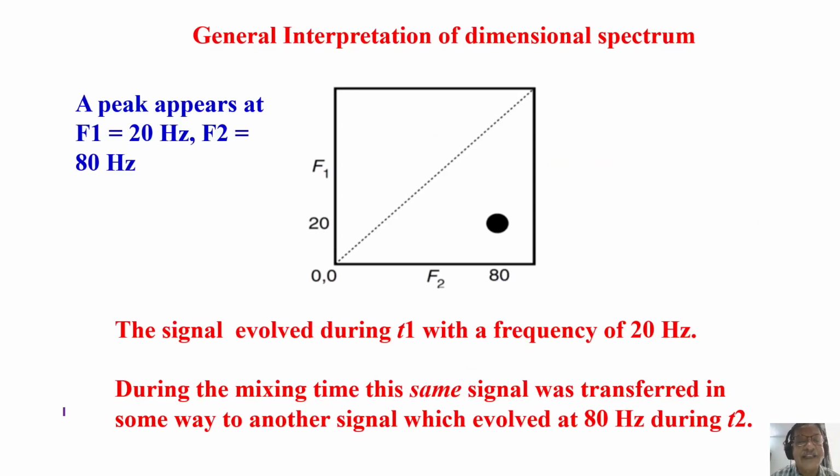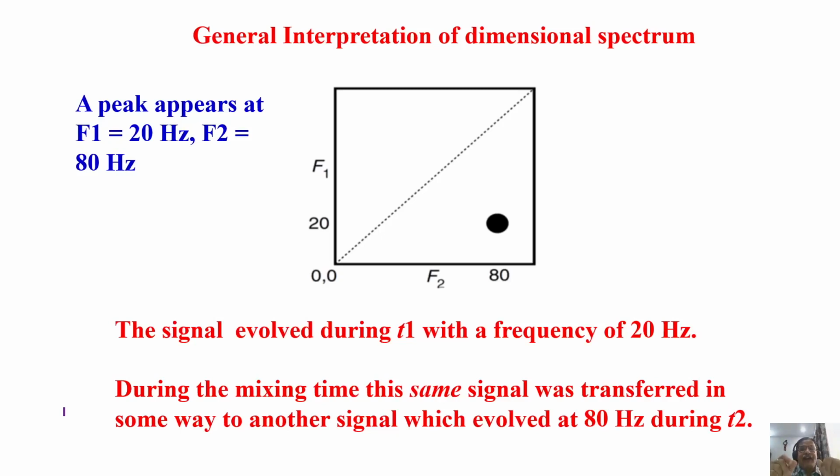Now, let us try to understand the general interpretation of a two-dimensional spectrum. It could be COSY, NOESY, ROESY, anything. With this understanding, let us see what a peak is. I was telling you about frequencies nu A, nu A; nu A, nu X; nu X, nu A; nu X, nu X, all four possible combinations we discussed.